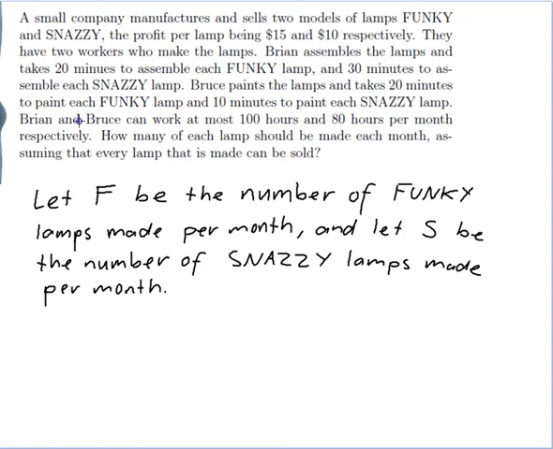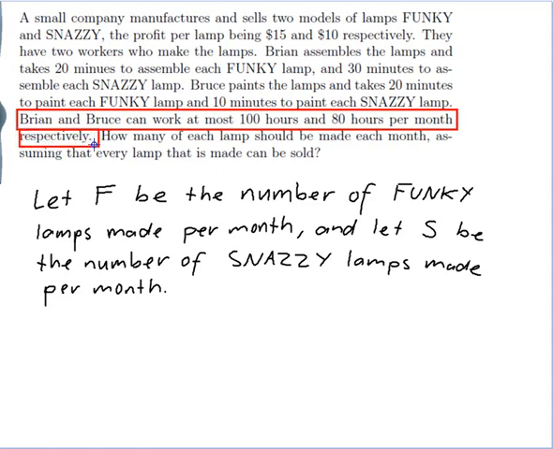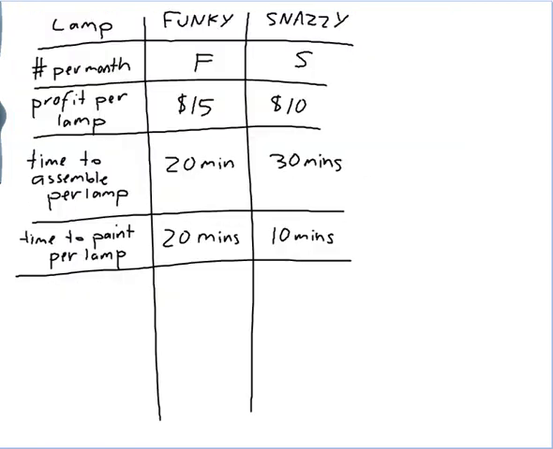Brian and Bruce can work at most 100 hours and 80 hours per month respectively. Now that's not actually about our lamps individually, so I can't put it in my table, but I will put it on my page. So Brian was lamp assembly, so the amount of time we have for lamp assembly in total is 100 hours. So total assembly time per month has to be less than or equal to 100 hours.